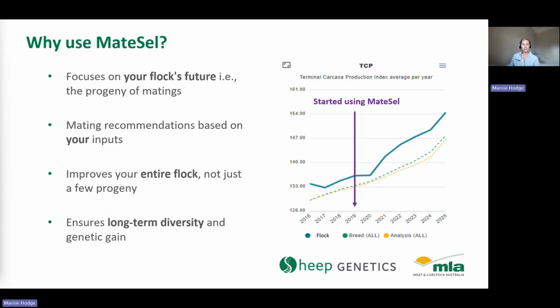I thought I'd pop an example here of a particular flock in the terminal analysis and when they started using MateSel. So this particular flock started using MateSel back in 2019, and you can see their genetic gain from 2016 to 2019 was increasing, albeit a little slow. And then once they started using MateSel, their genetic gain increased rapidly. So they were able to make almost 10 index points of genetic gain in about a 5-year period after using MateSel.